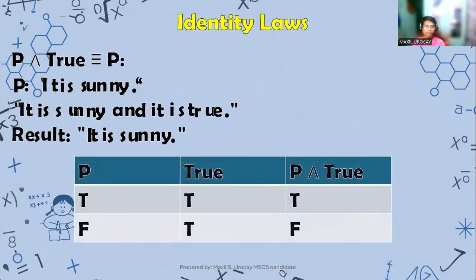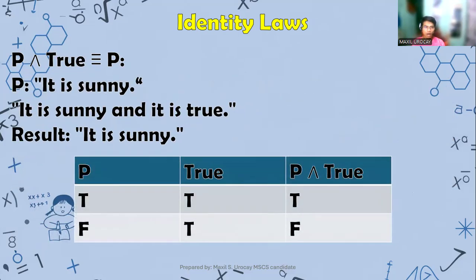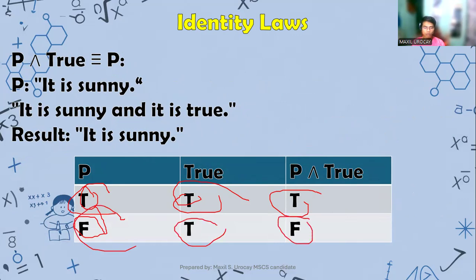So what is going to happen? We have here P is T and P is F. When you multiply that with true, true times true will become true. False times true will become false. So that's actually how it works. For example, it is sunny and it is true. Therefore, the result will be it is sunny.